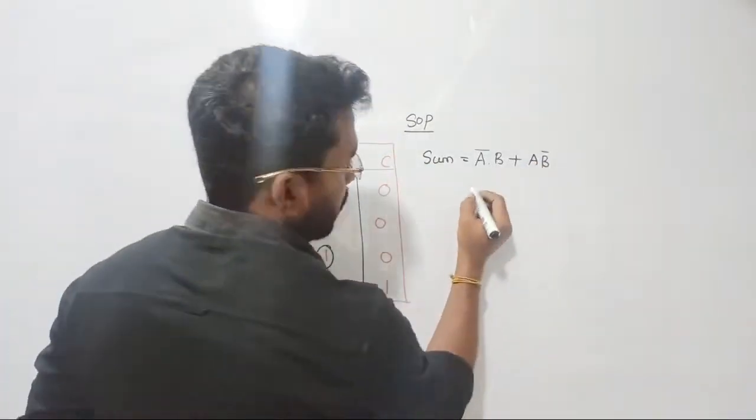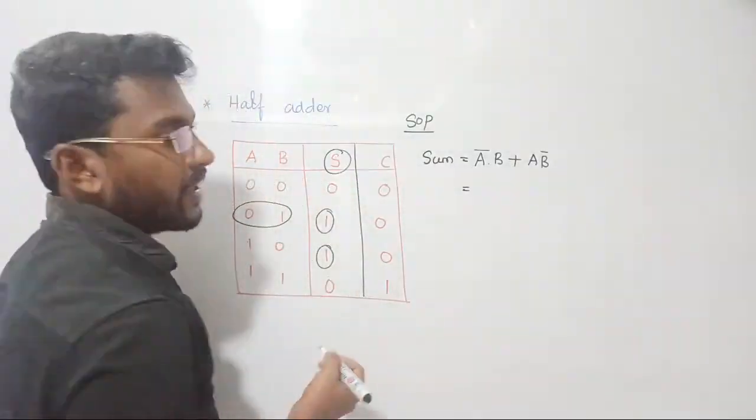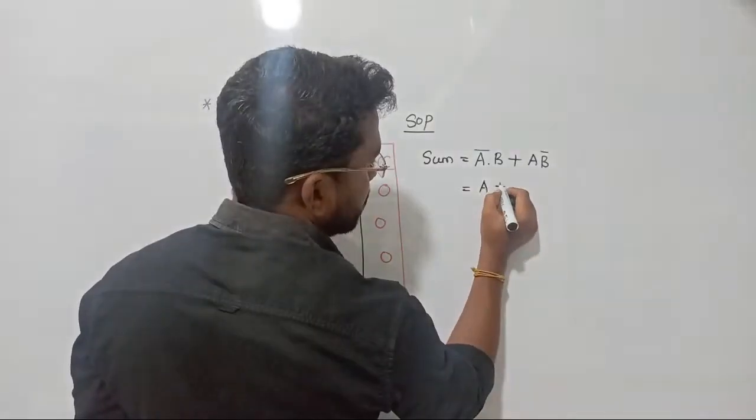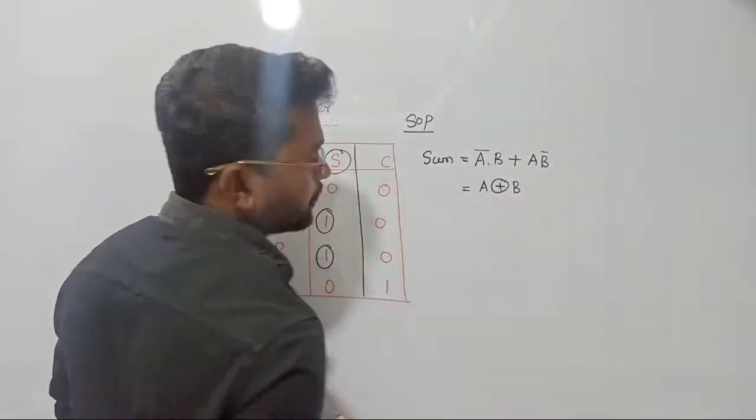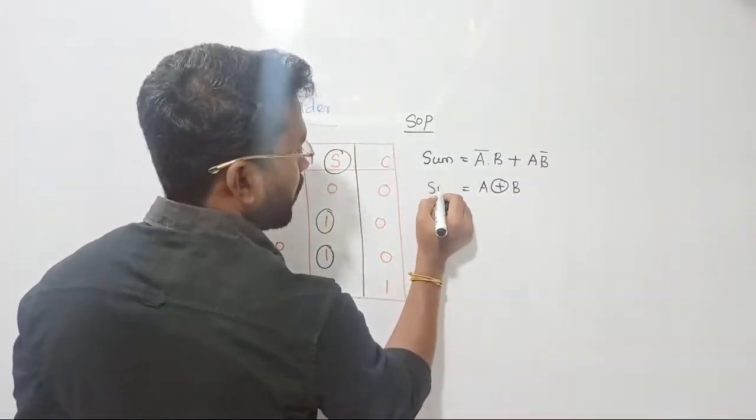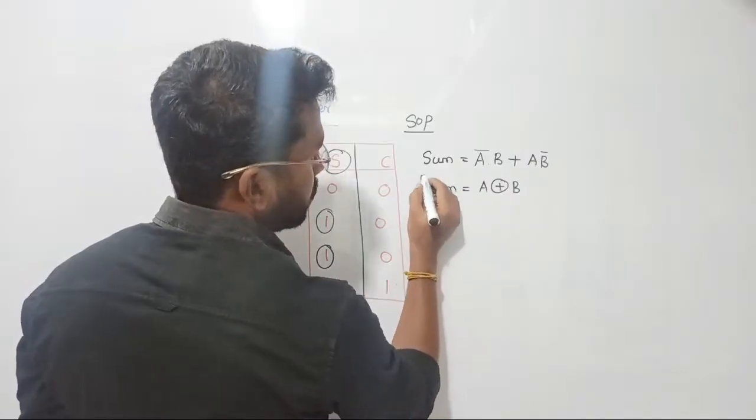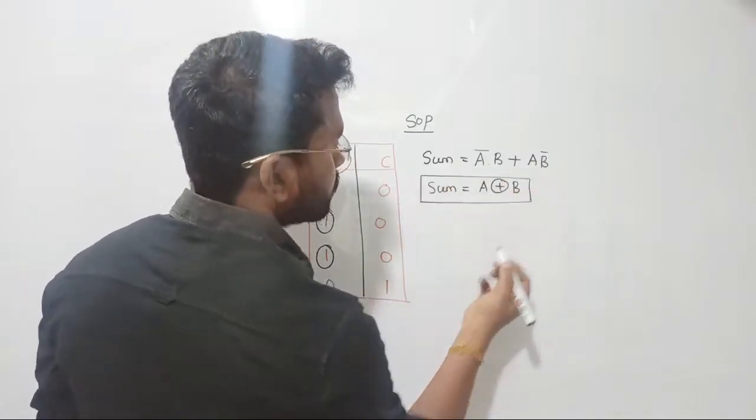Did you notice this expression carefully? What type of expression is it? A bar B plus A B bar is known as the XOR gate. So I understood I need an XOR gate here. We need an XOR gate here in order to design the adder circuit. So that is the sum.